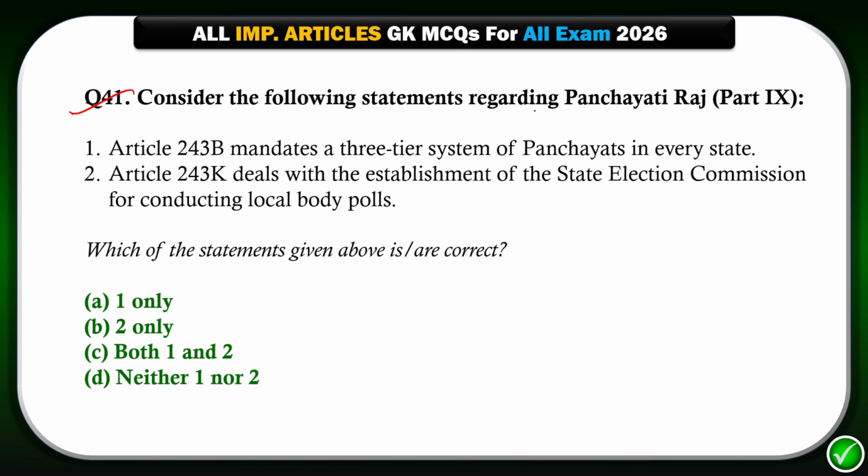41. Consider the following statements regarding Panchayati Raj Part 9. Article 243B mandates a three-tier system of panchayats in every state. Article 243K deals with the establishment of the State Election Commission for conducting local body polls. Which of the statements given above is correct? Option number C, both 1 and 2 are correct.